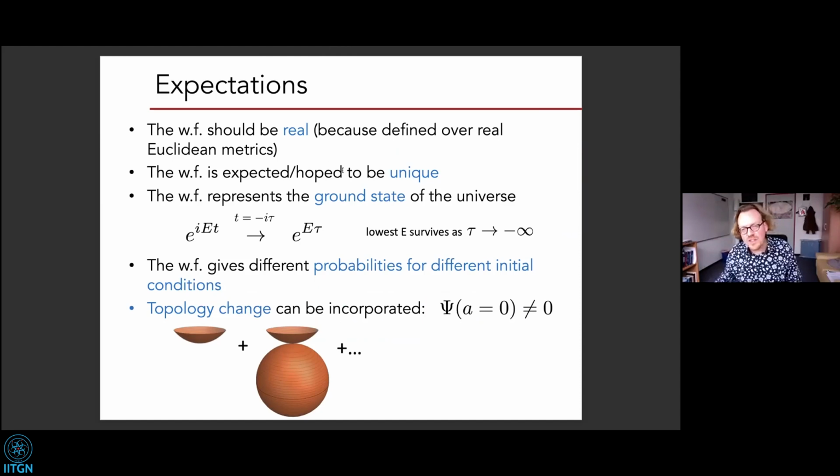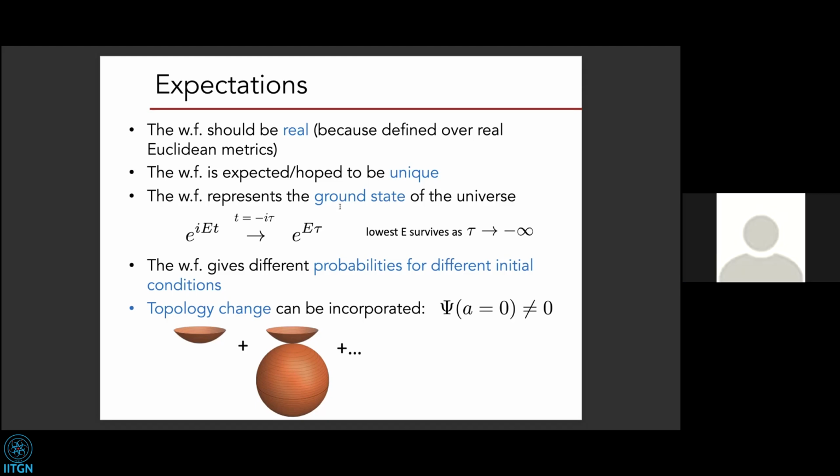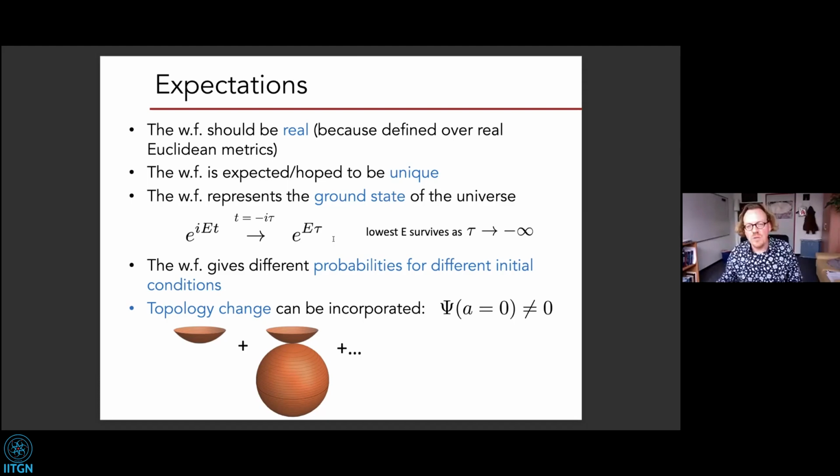Also, it was hoped that this was a unique definition of the wave function. Moreover, with an analogy with how you calculate the ground state in quantum field theory, the idea was also that by summing over Euclidean metrics, you would get an expression for the ground state of the universe.